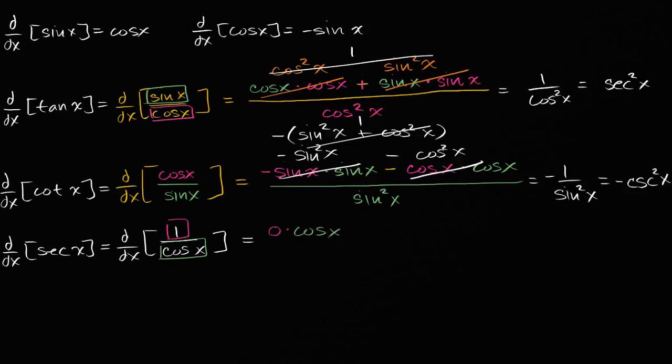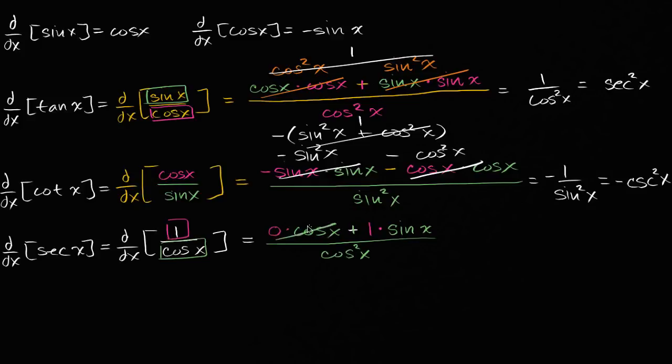minus the function on the top. Well, that's just 1 times the derivative of the bottom. Well, the derivative of cosine of x is negative sine of x. So we could put the sine of x there, but it's negative sine of x. So you have a minus and there would be a negative, so we could just make that a positive. And then all of that over the function on the bottom squared, so cosine of x squared.